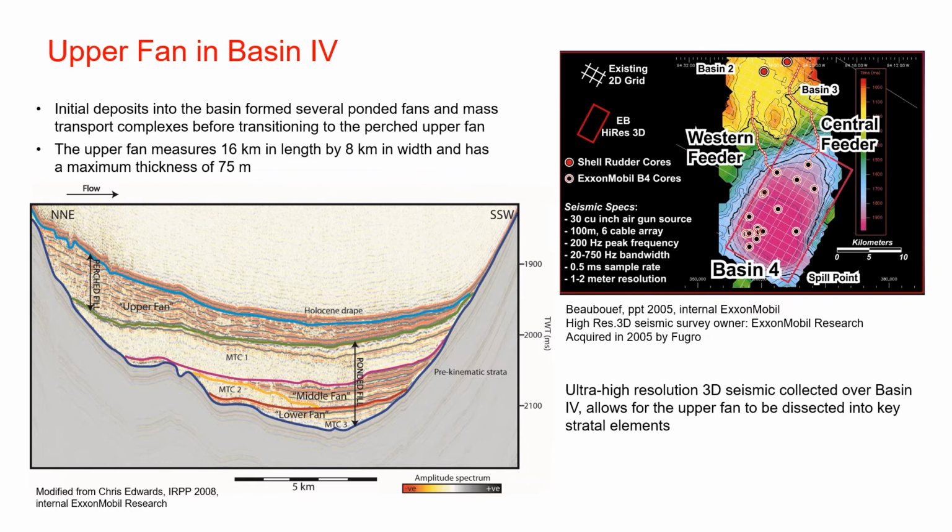The upper fan measures 16 kilometers in length by 8 kilometers in width and has a maximum thickness of 75 meters. Ultra-high resolution 3D seismic was collected over Basin IV, along with piston cores, allowing its dissection into key stratal elements. Note the transition from relative high gradients at the entrance of the basin to very low gradients in the distal portions, and even reverse gradients as the fan laps onto the opposite side of the basin.